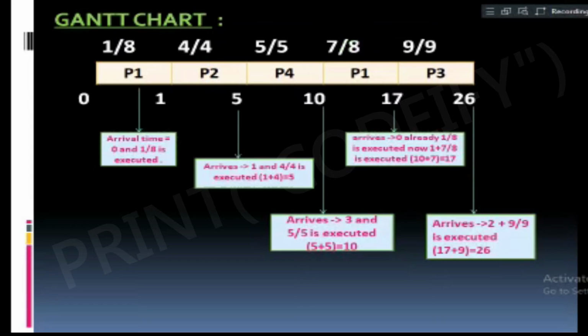P2 arrival time is 1 and burst time is 4. So in this manner, the process with less burst time, or the shortest job, will execute. And in SJF preemptive, P1 is pushed out of the CPU before completing its execution. Therefore, preemptive will replace one process with another before a process is fully executed. Here, P1 is replaced by P2.